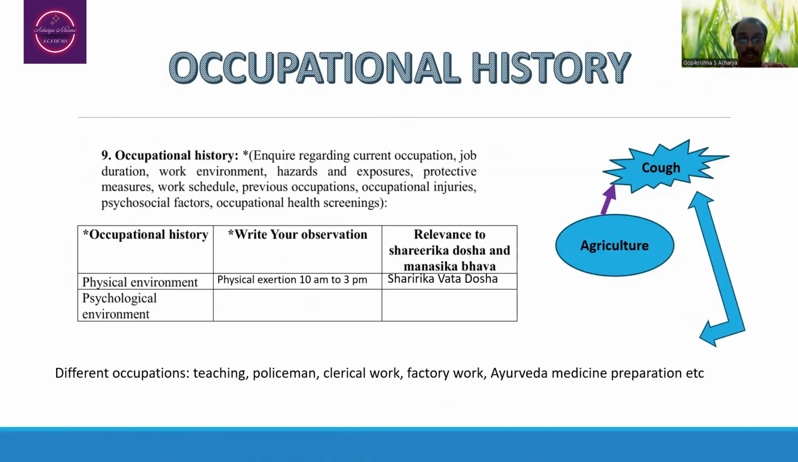Regarding the occupational history, what do we mean by occupational history? The occupational history will be helpful in noting the relation between the presenting complaint and the occupation. For example, if the person has agriculture as his occupation and has a cough as the presenting complaint, then we may suspect dust exposure or any kind of plant exposure that may be responsible for the cough.